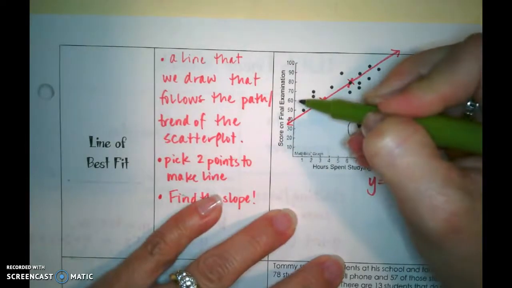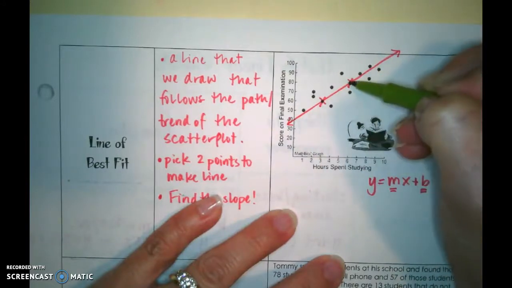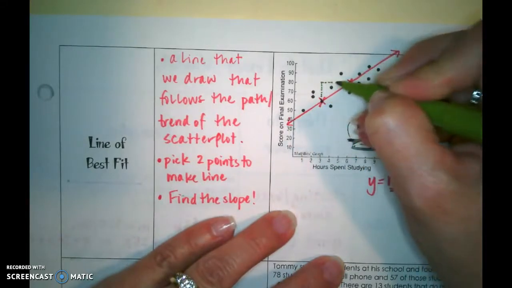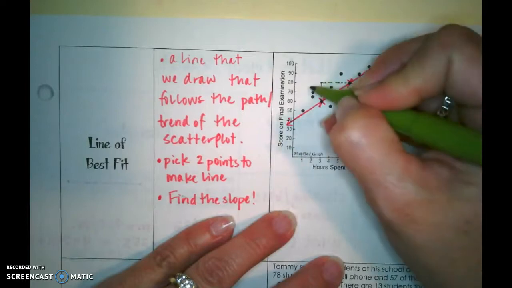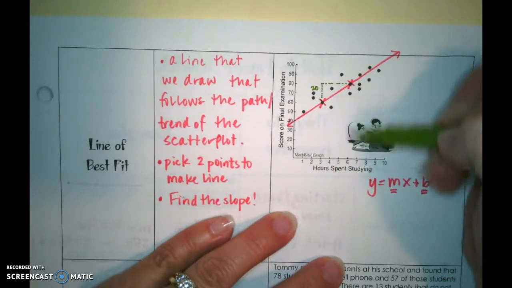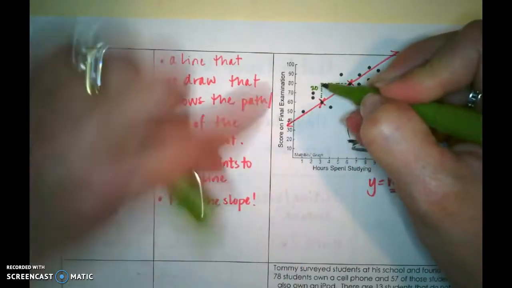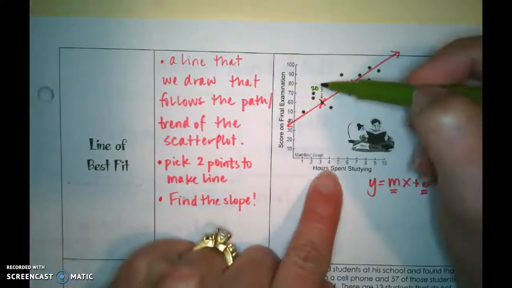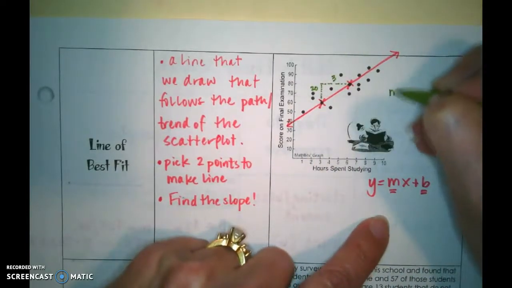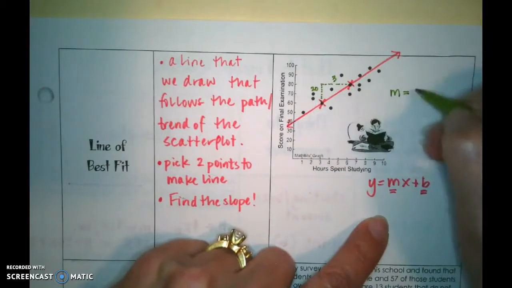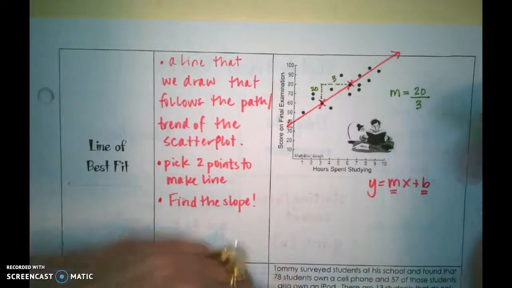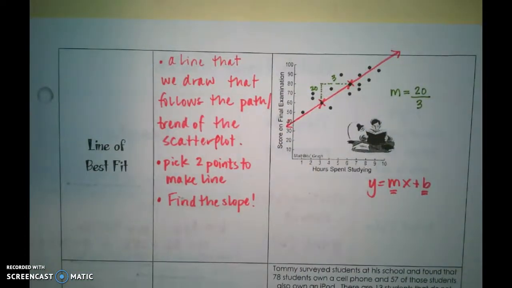So I think this one looks like it's right about 60. This one looks like it might be right about 80. So it seems if I do rise over run here, I'm going to go up 20, and then it looks like this one is around 3 and this one might be around 6. So I'm going up 20, and then I'm going over from 3 to 6. I'm going over 3. So I'm going to say that the slope of my line is rise of 20 and a run of 3. Now, if I could reduce it, I would, but I can't. So I'm leaving it like that.